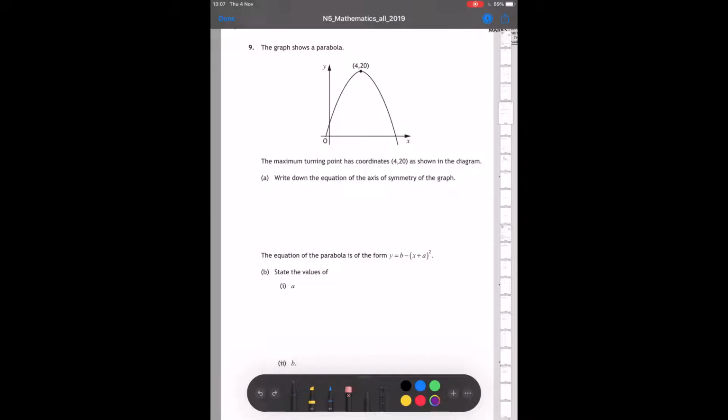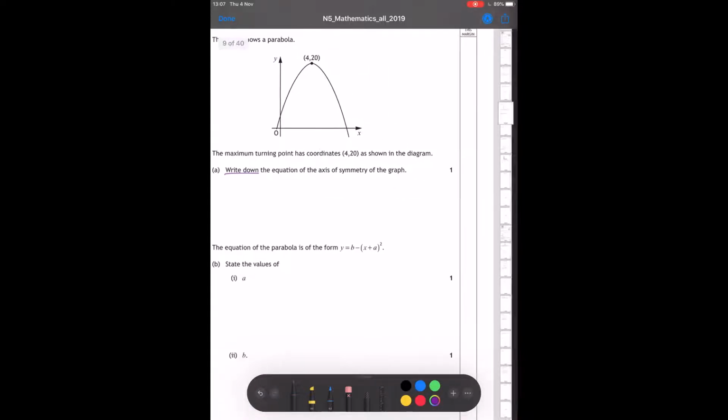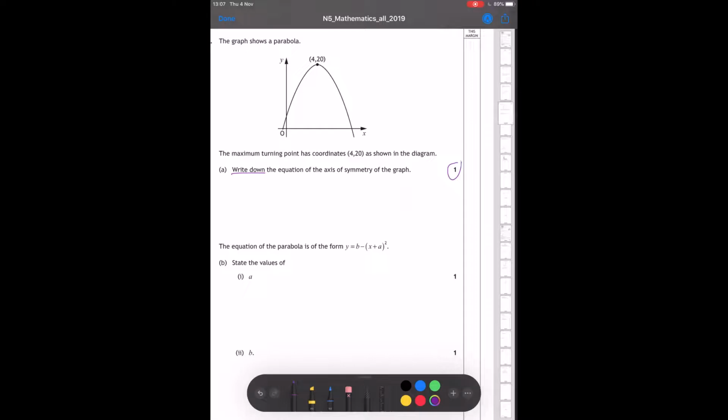So part A, write down the equation of the axis of symmetry of the graph. Now, "write down" is suggesting, and the fact that this is only worth 1 mark, that we don't really need to do anything. We could just read it off the graph. So what is the axis of symmetry? Well, the axis of symmetry is this here, and it's an x value.